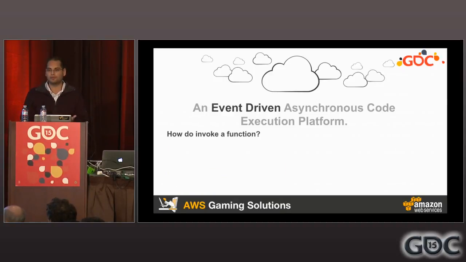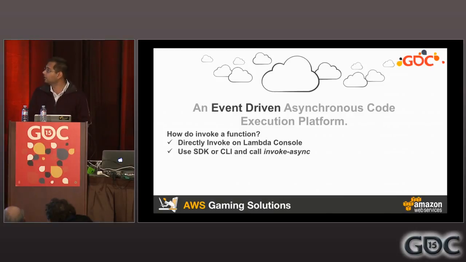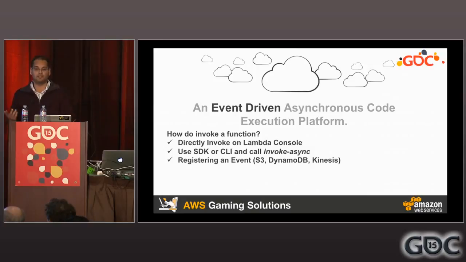How do you invoke a Lambda function specifically? You can invoke it on the Lambda console. If you're trying to do this manually, you can go to Lambda's console, copy paste your function, and then just click on run that function. You can use our SDK or CLI to call invoke sync. We expose these methods through our SDK and our command line interface. Or by registering an event. And I already told you, right now we support S3, DynamoDB, and Kinesis.